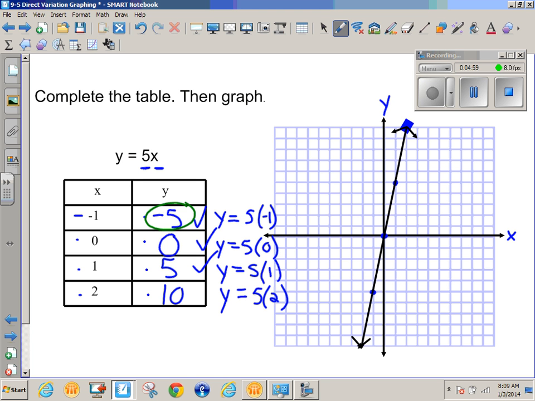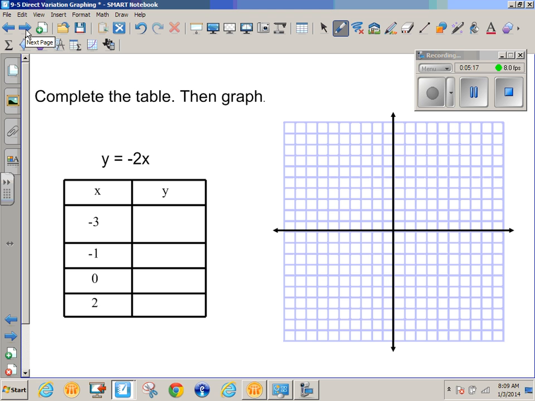Once you know the points, this is actually an ordered pair. -1, -5 is an ordered pair. 0, 0, 1, 5, 2, 10. Once you have the points plotted, then you're just going to connect using a straight edge, and you're going to make a line.